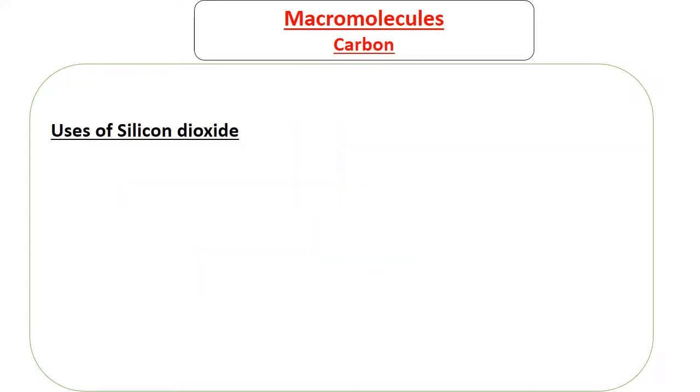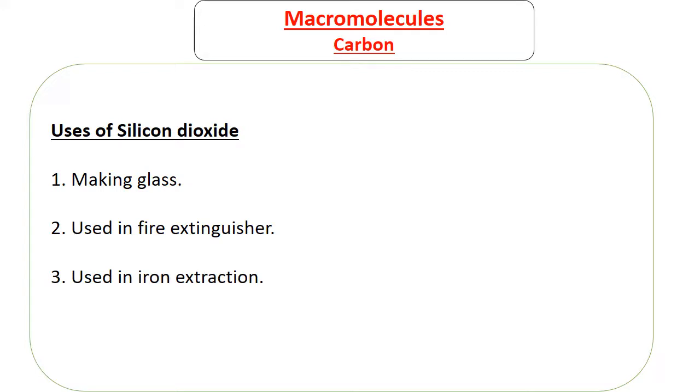Here are some uses of silicon dioxide. It is used in making glass. So the glass that we use for making windows is made out of silicon dioxide. It is used in fire extinguishers. It is used in iron extraction. So later we're going to learn about how iron is extracted. Silicon dioxide is used in the process of extracting iron from its ore. So when miners get the ore that contains iron, to extract that iron they use silicon dioxide.